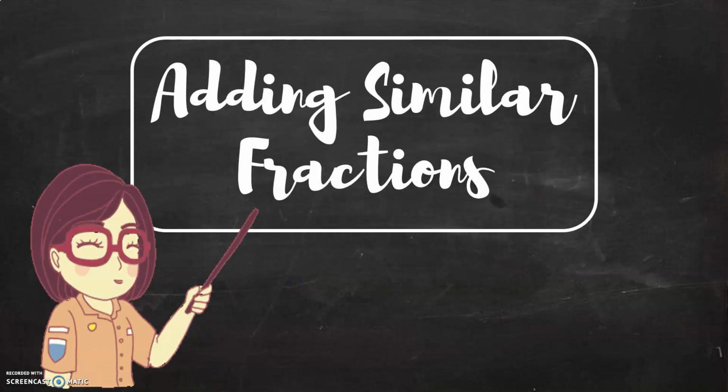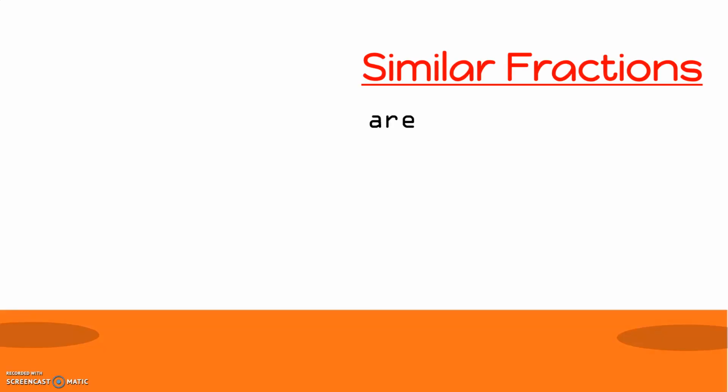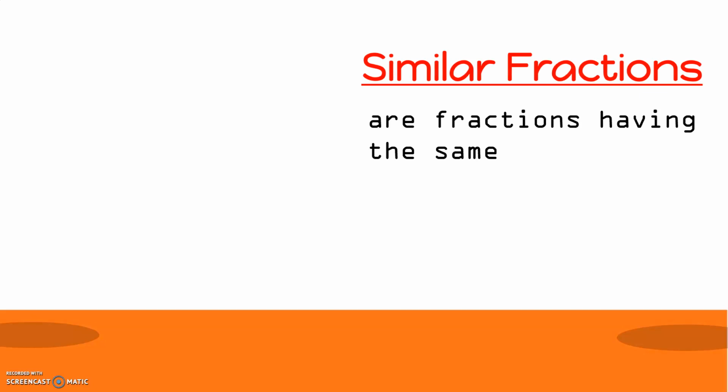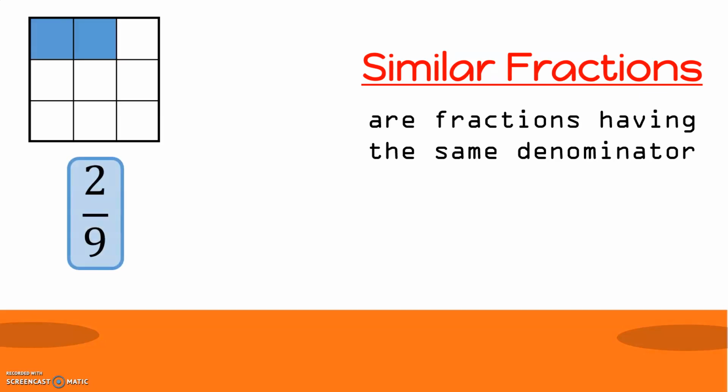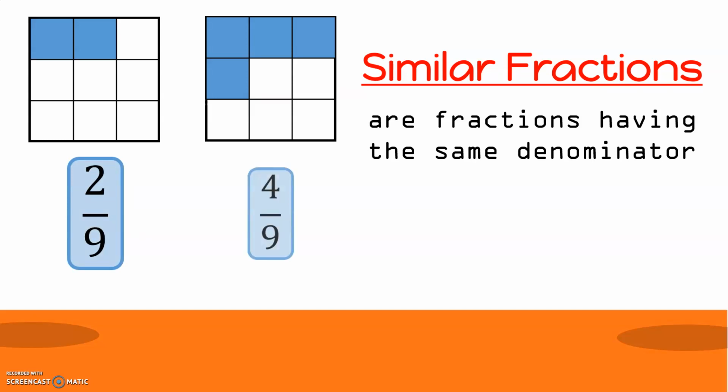Let's talk about adding similar fractions. When you say similar fractions, these are fractions having the same denominator. For example, 2/9 and 4/9. 2/9 and 4/9 are considered similar fractions because they have the same denominator, which is 9.